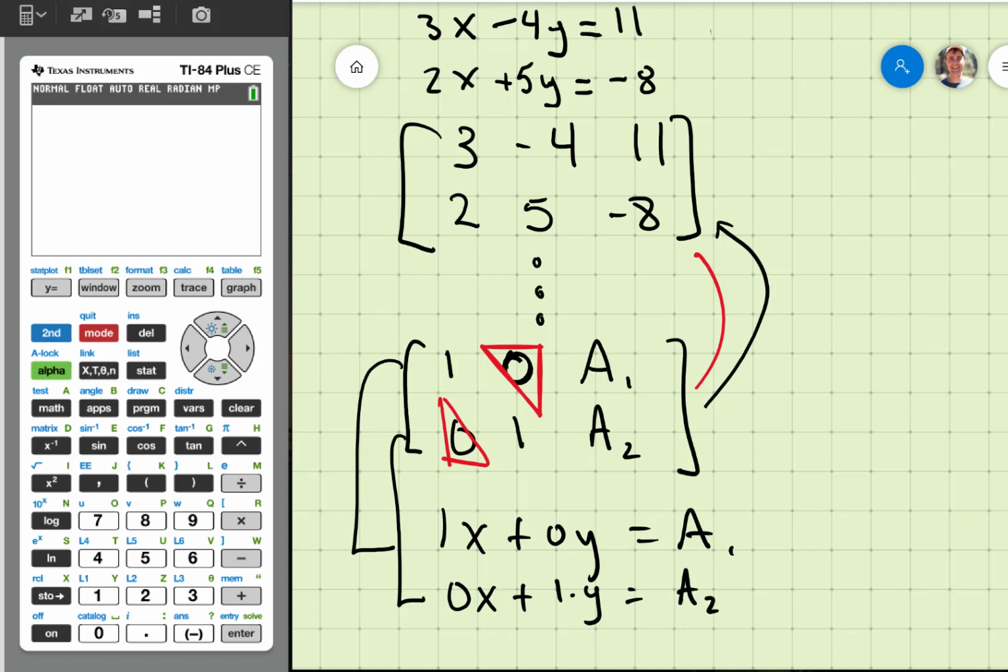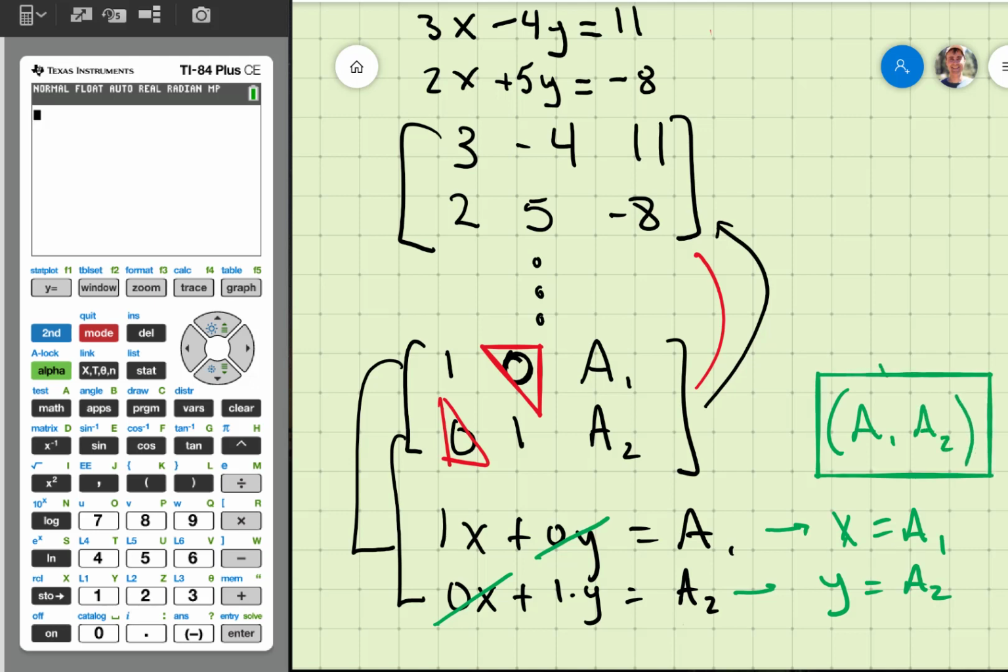Well, wait, that simplifies even more, because what is 0 times y? That's just 0, and 1 times x is x. Hey, wait, x equals a1. And here's 0 times x plus 1 times y. Well, wait, that simplifies to just y equals a2. Hey, that's our ordered pair. a1, a2 are the solutions to this system.